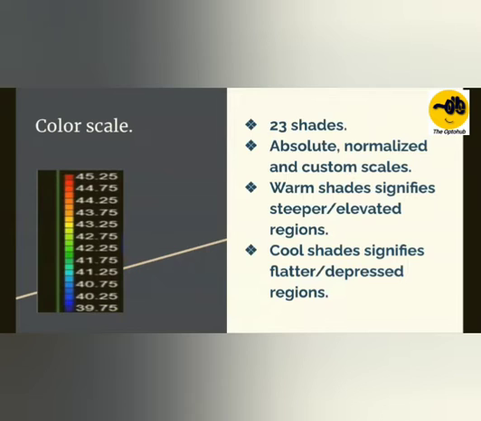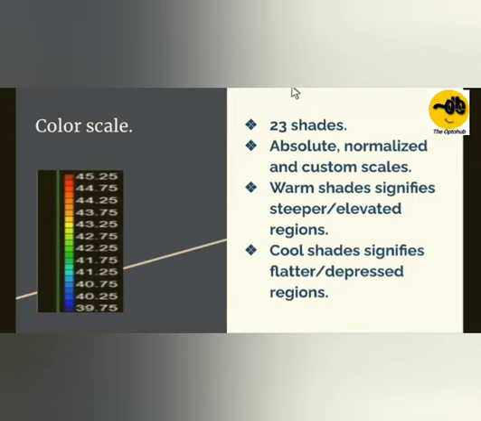And whenever you see any cooler shades, that means the cornea is flatter in nature, or it is depressed over there. There can be elevation or depression. Elevation means warm colors, depression means cool colors. Steep means warm colors, and flat means cool colors. Okay, so it's very simple.